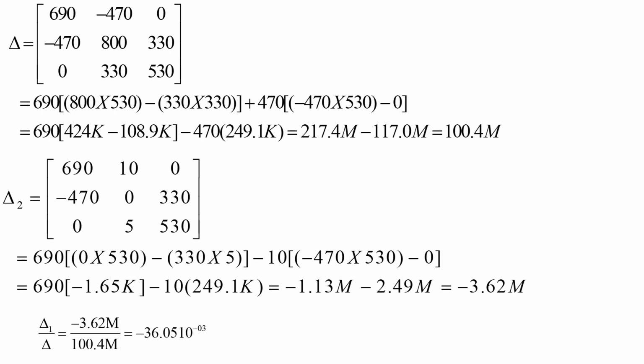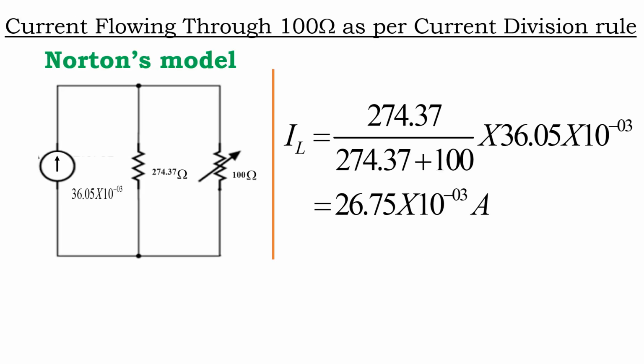Then find delta 2. Why am I finding delta 2? Because we need only the current in the short circuit path, only the second loop. So once again replace the second column with the voltage source, and then find delta 2. I got minus 3.62 mega ohm. Then divide it, finally I got minus 36.05 milliamps. Sorry, I2 will be 36.05 milliamps. So this is the current I got in the second loop.